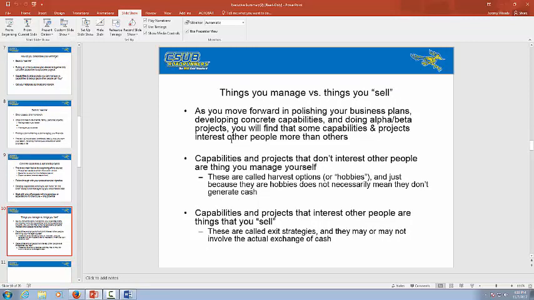Things you manage versus things you sell. As you move forward in polishing your business plans, developing concrete capabilities, and doing alpha and beta projects, you will find that some capabilities and projects interest other people more than others. So the difference between an exit strategy and a harvest option is whether you can get somebody else interested in it or not.